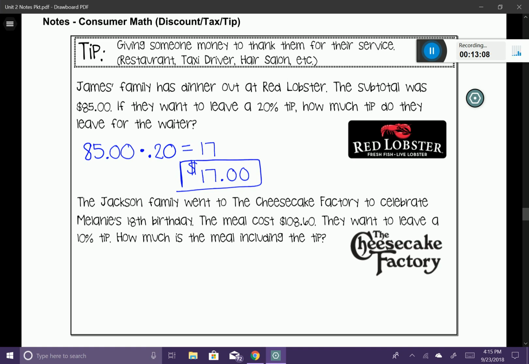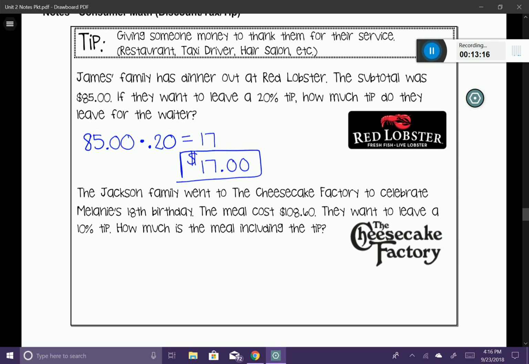The last question. The Jackson family went to the Cheesecake Factory to celebrate Melanie's 18th birthday. The meal cost $108.60. They want to leave a 10% tip. How much is the meal including the tip? So let's figure out what 10% of $108.60 is.